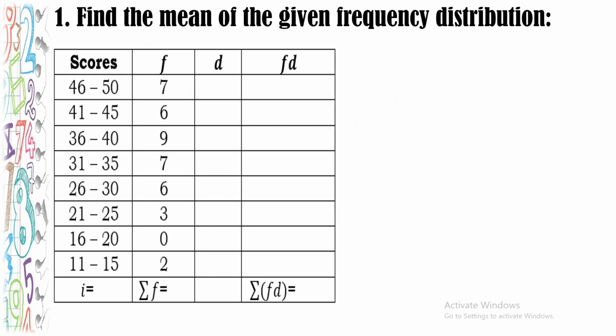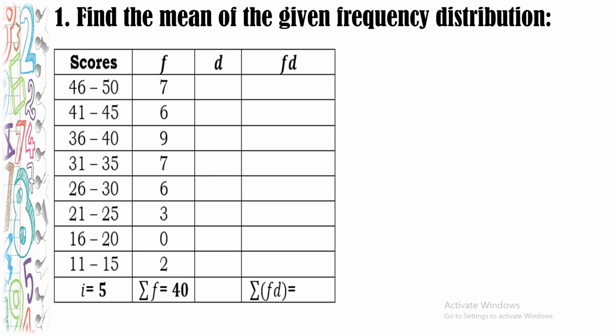Let's have examples. First, find the mean of the given frequency distribution. So again, like using the class mark, we have to complete first the table. But this time, instead of the class mark, we have D for the deviation. And instead of Fx, we now have Fd. So like using the class mark, we have to find first for the class size. For this example, we have 5. And the total frequency is 40.